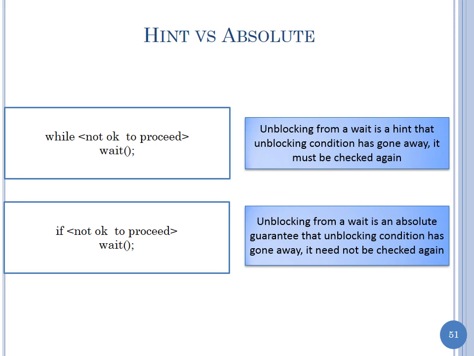So when it resumes execution, it must check again whether the condition is true. Most probably, it will be true to proceed. But just in case it's not, it has to re-wait. So when it's unblocked, that is a hint that the condition it's waiting for is true. It's not a guarantee. It must recheck it. In the absolute approach, unblocking it is an absolute guarantee that the condition to proceed is true, and it need not check the condition again. And that's why it's if versus while.